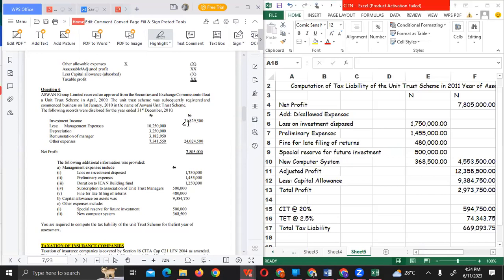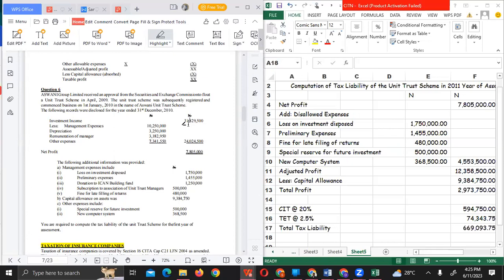Excuse me, sir. Yes, sir. If there is educational tax, if it's a big company, we have to charge a tax. Is it on the total profit or adjusted profit? Assessable profit. Assessable profit is the same as adjusted profit. Okay. So it's computed based on the assessable profit.